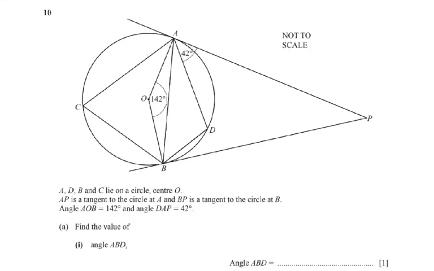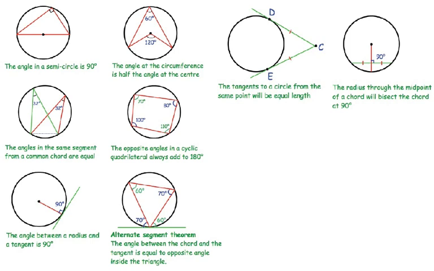So this is a lovely circle theorems question that we need to look at. First of all, we're finding the angle ABD, so going from A all the way to B to D. And this is an example of the alternate segment theorem.